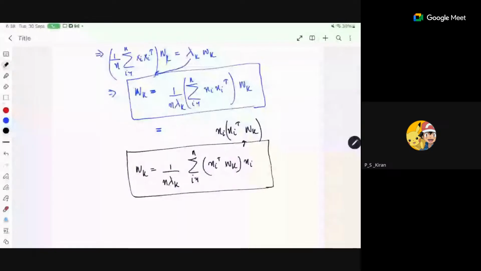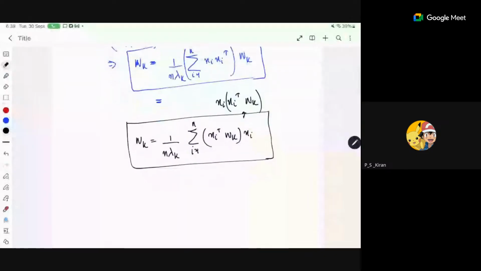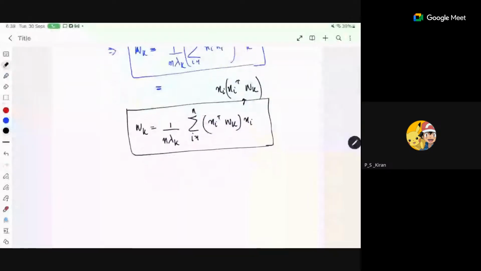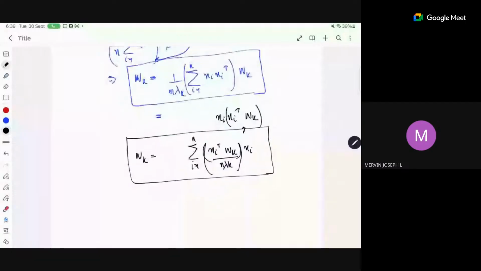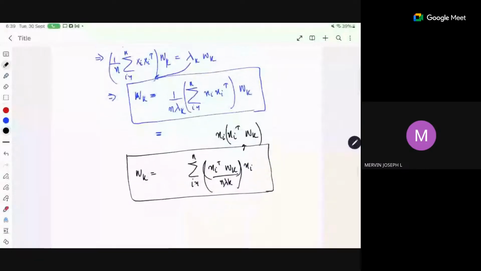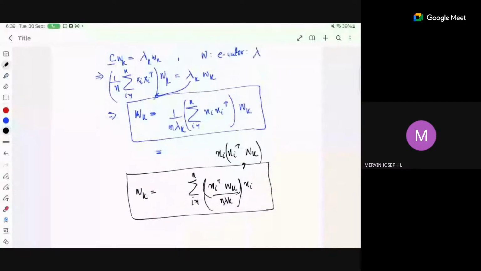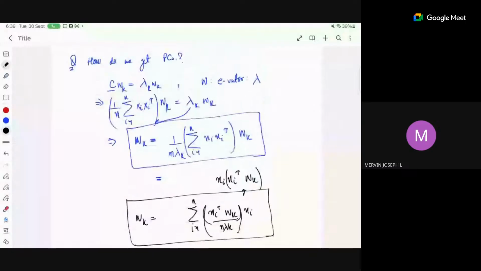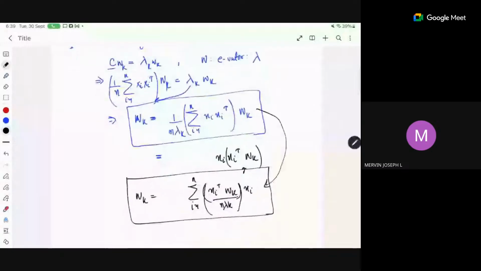All right. So this is my wk now. And what we can also do is pull this inside, so we will have n lambda k in the denominator. Someone asked what the difference is between the wk inside and outside, and why we did this. So you're asking why we chose to write it this way instead of the other way.